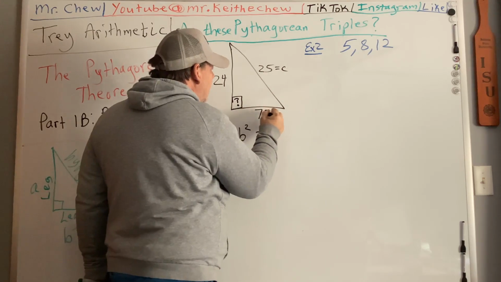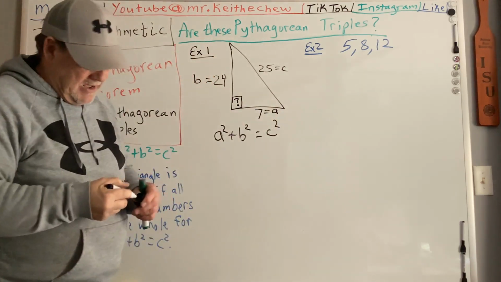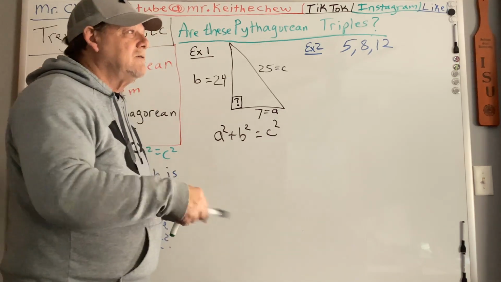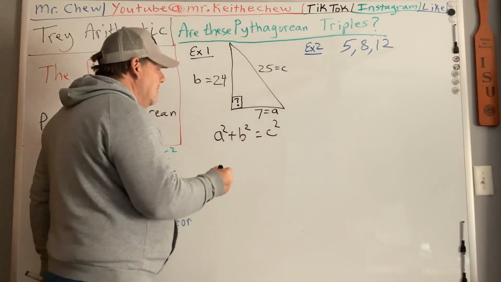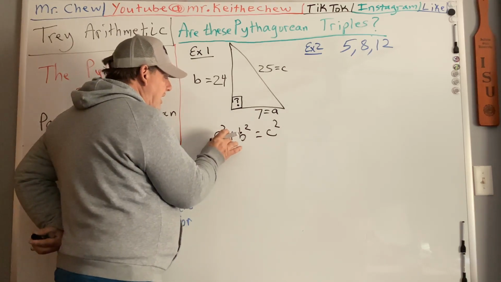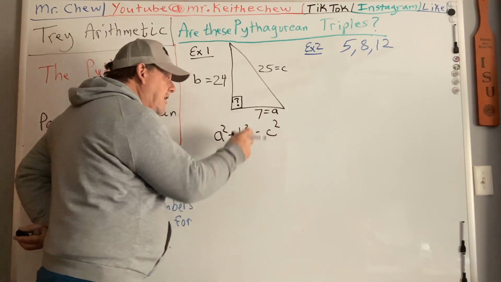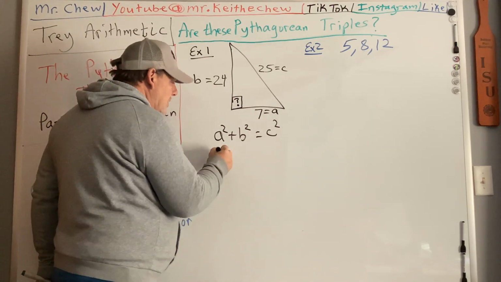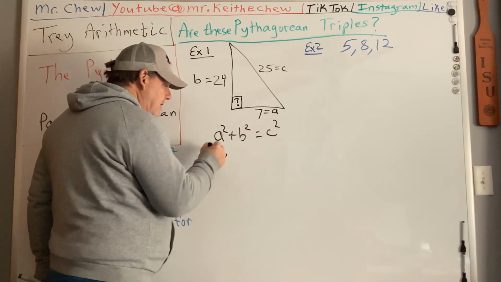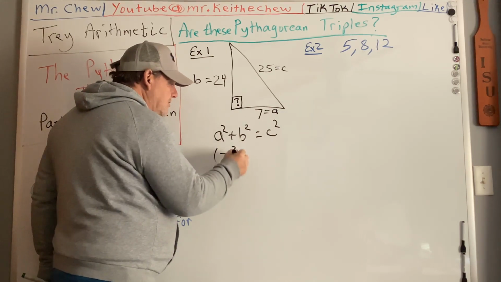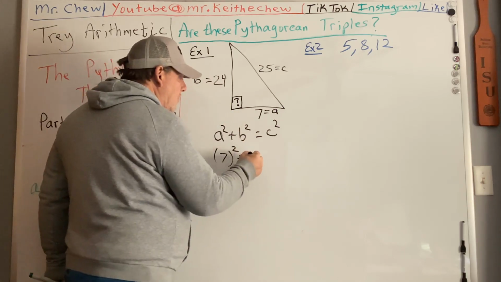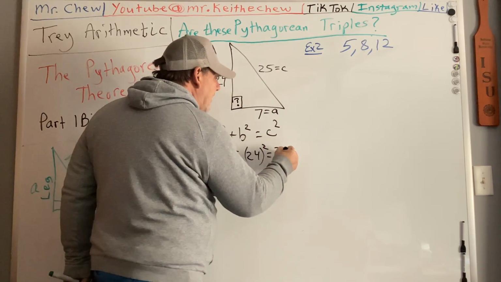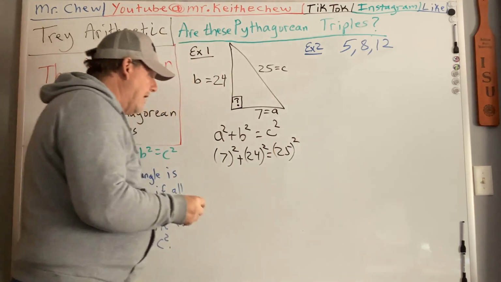I usually call my shortest side A. It's just something I do. I'm someone that likes to do things the same way. So I have to substitute the values that I have for A, B, and C, and if it's true and the two sides are equal, then it's a right triangle. So I said that 7 is my A, so I put that in parentheses and square it. 24 is my B, square that, and 25 is my C, square that.